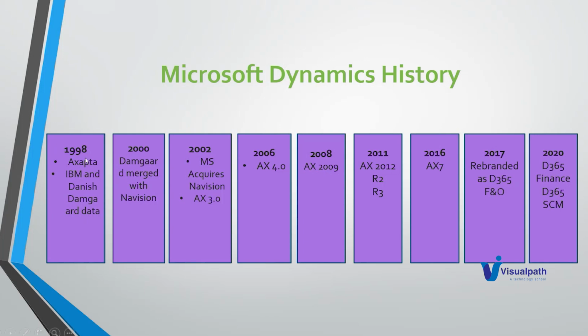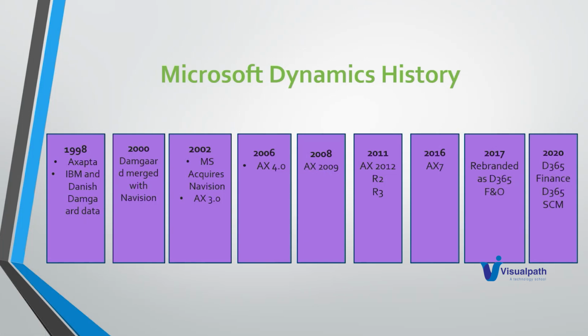In 1998, not even 30, 25 years ago, the Microsoft Dynamics product was introduced. By whom? There is a company called IBM and a Danish company called Damgaard Data. These two companies introduced the product, and they kept the name Axapta. The product name was Axapta in 1998.